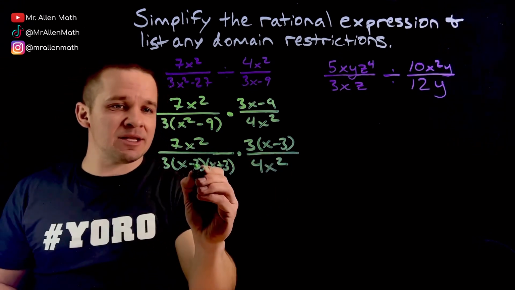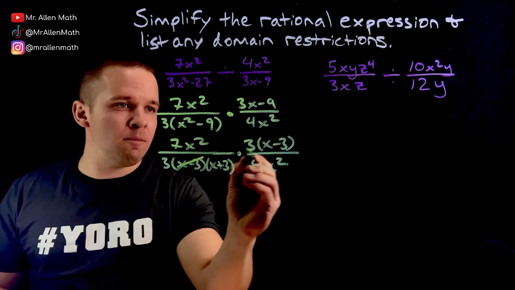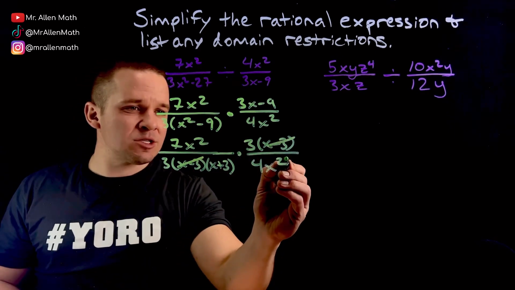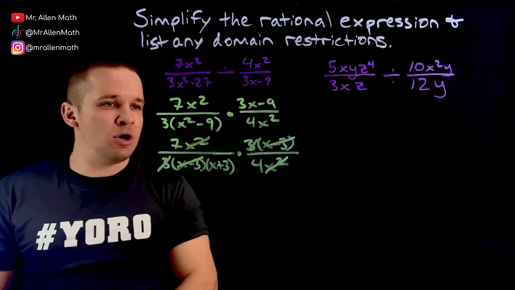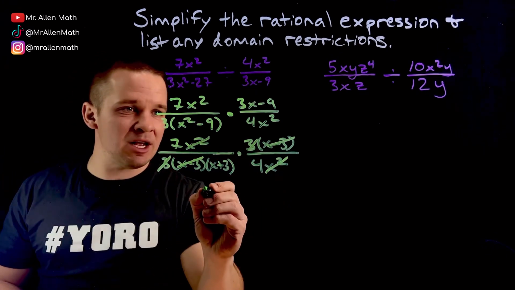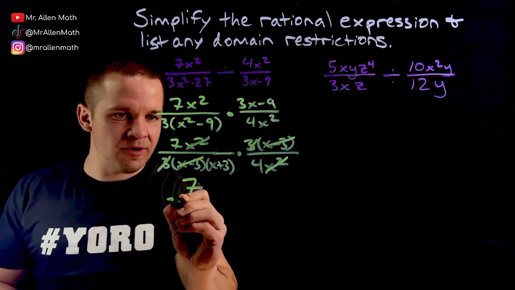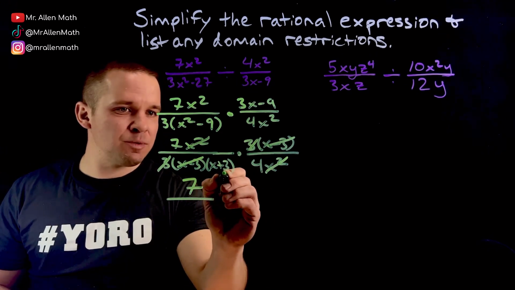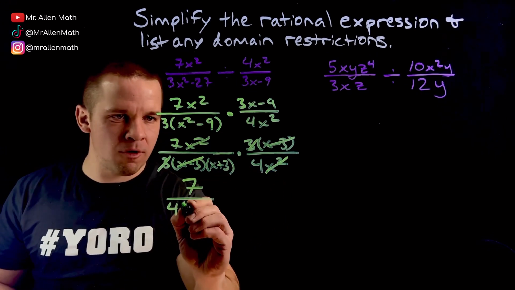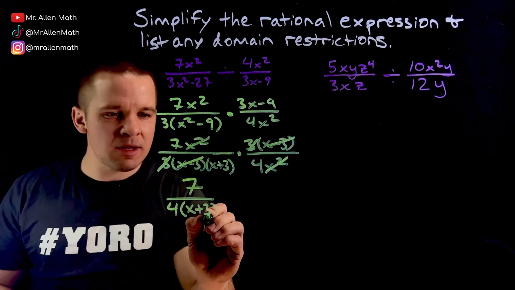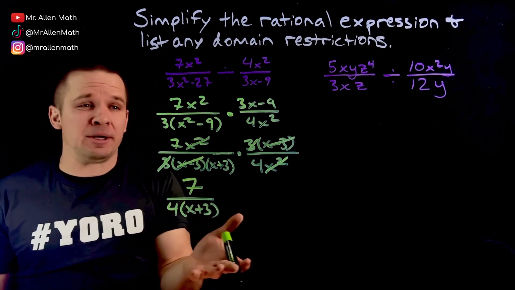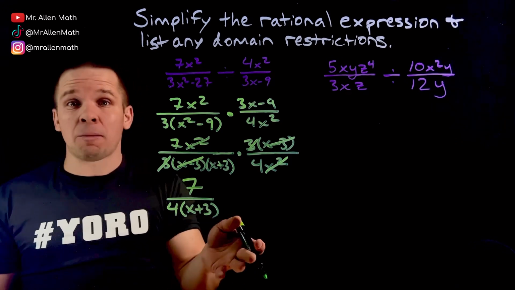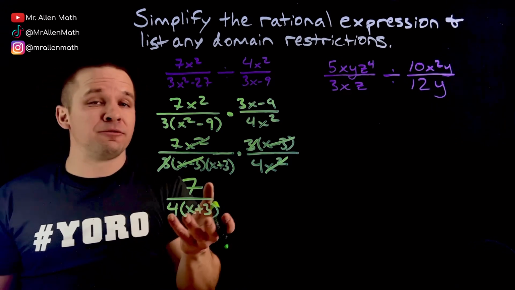Now I can just go ahead and cancel. These guys are going to cancel right here. Boom, boom. The x squareds can cancel. And actually, these 3s can cancel right there. Beautiful. So now I have 7 in my numerator divided by, and I just have x plus 3 times 4, so let's go with 4 times x plus 3. Sometimes people multiply it out, so you'd have 4x plus 12 in your denominator. I'm going to leave it like that because I don't see the point. If it's multiple choice, you might see 7 over 4x plus 12.